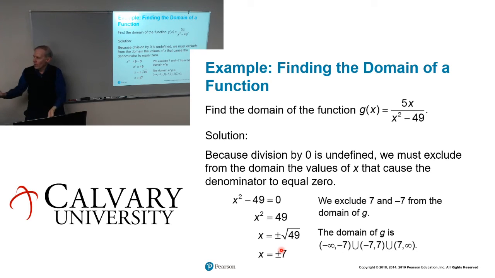The formal way the authors write this is everything from negative infinity to negative 7, from negative 7 to positive 7, and then from 7 to positive infinity. That's just a formal mathematical way of writing it out.